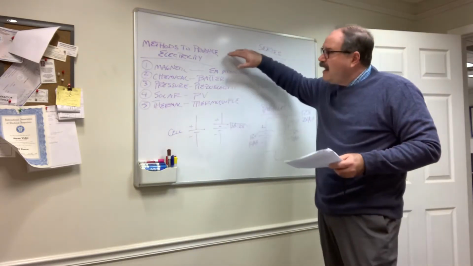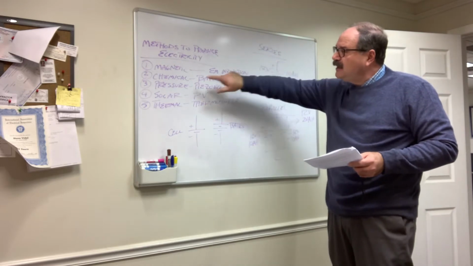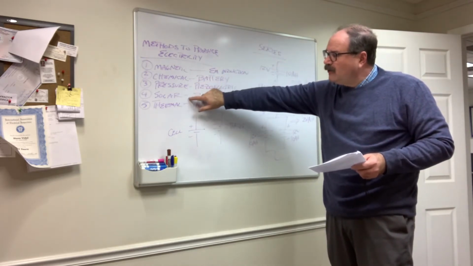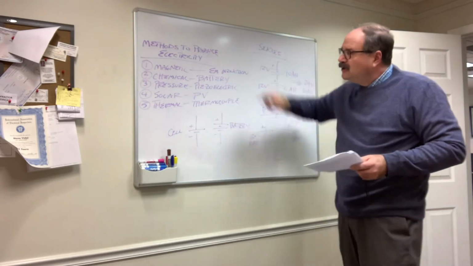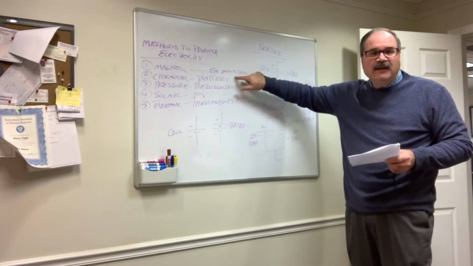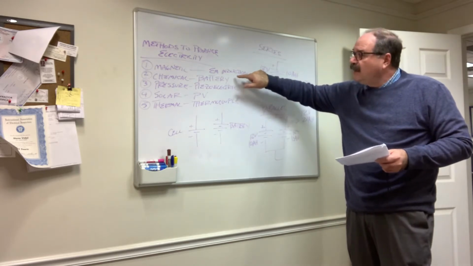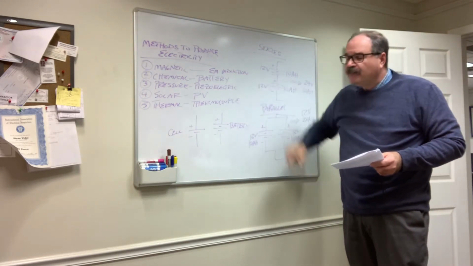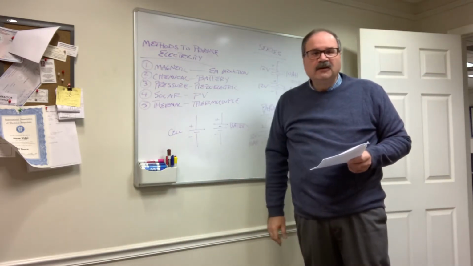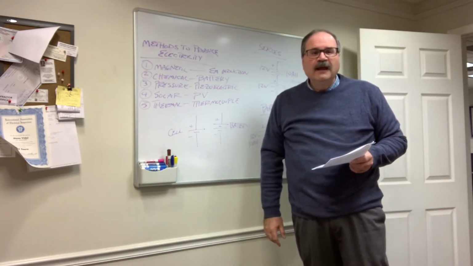So, 5 common methods to produce electricity: magnetic, chemical, pressure, solar, or thermal. The magnetic method of producing electricity is actually the most common. It's through electromagnetic induction. And there are a couple rules of magnetism. We will explore this further down the road in the course.